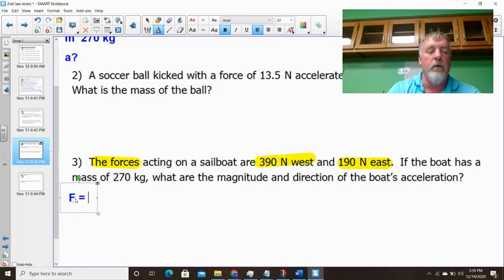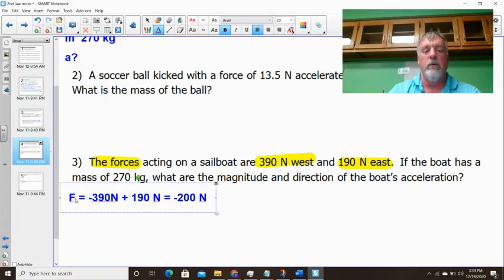Our net force is equal to what? 390 newtons to the west. Well, usually we assume that west is a negative direction, so I'm going to put negative 390 newtons. East is positive, so I'm going to add to that 190 newtons. And what's our net force? Negative 200 newtons. I encourage you to not use east and west like the problem does, because I find that it's going to make it harder to keep your directions straight.